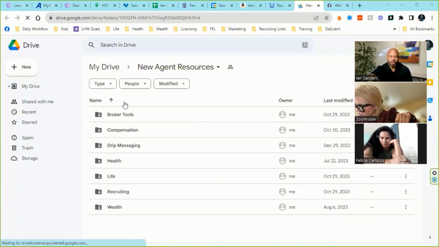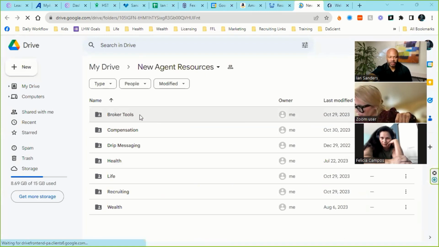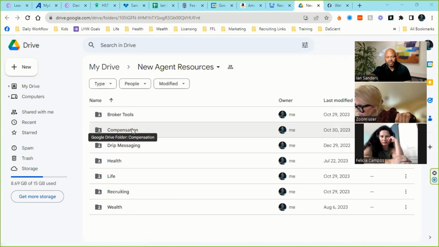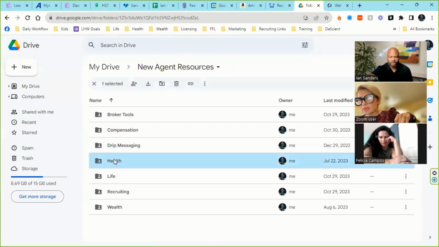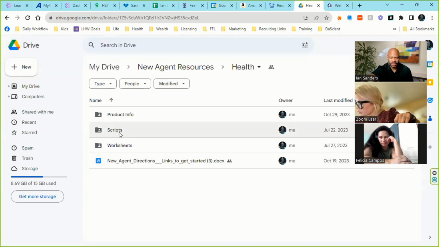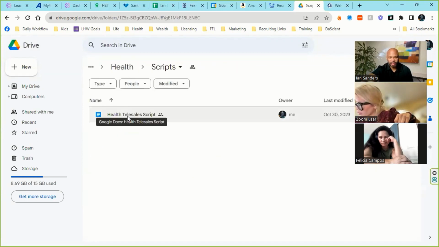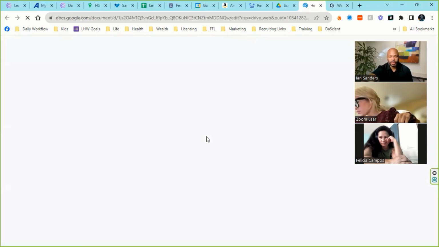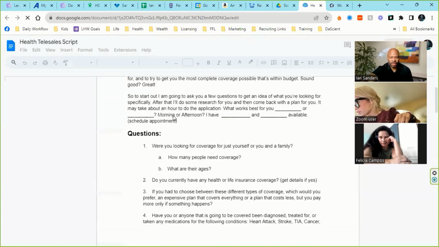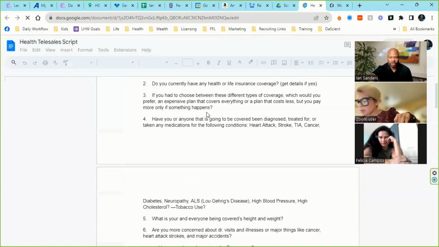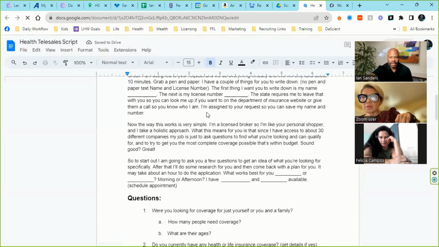And inside of here, they have broker tools. That's where your trackers and things are going to be. There'll be things constantly added in the compensation, so you know how you get paid. Drip messaging is for things if you have like text messages, email blasts you want to send out. And then health. So we're going to go into health right now and then look at the scripts. And then this health telesales script is the one that I'm going to be using. And so anybody that wants to follow along, that's how you get there. And this is what I'm going to be running through right now.